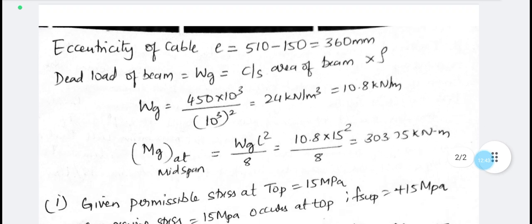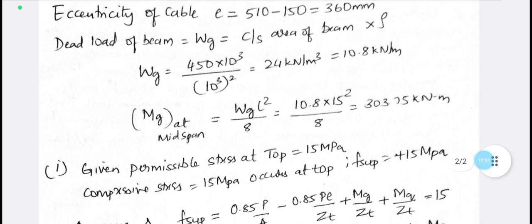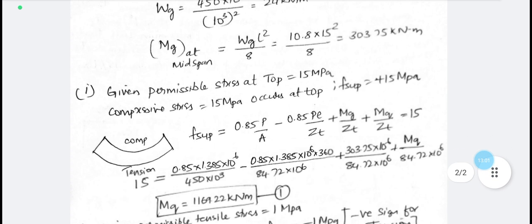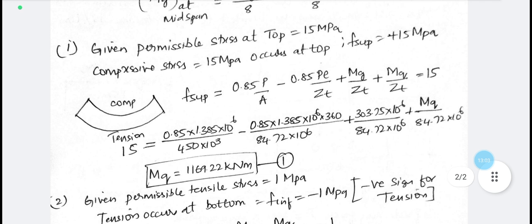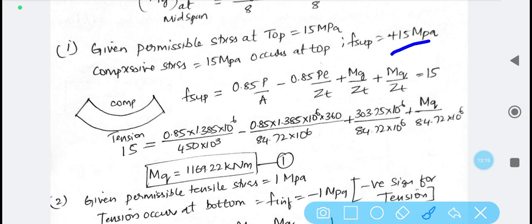And next, let us go to the calculation of the dead load of the beam. As usual, the dead load of the beam is calculated as area into density. After substituting everything, 10.8 kilonewton per meter will be the outcome. And the dead load bending moment, we are trying to calculate at the central span. The most important condition here is that the given permissible stress at the top is 15 MPa. At the top, the beam is subjected to compression. At the bottom, it experiences tension, which means F superior has to be equated to 15 MPa.